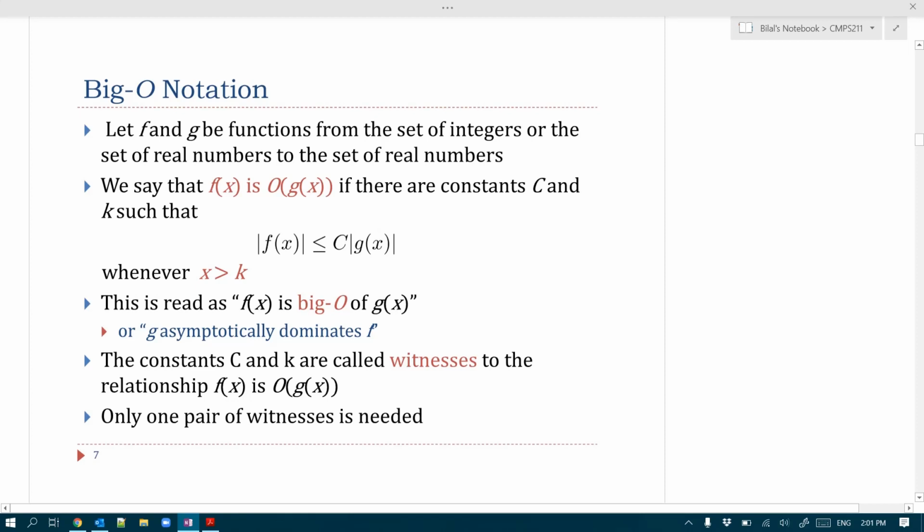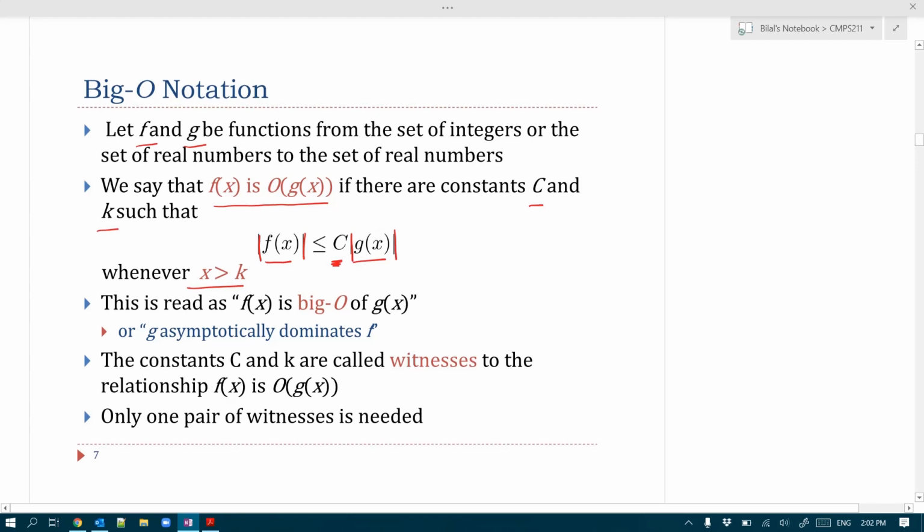If you have two functions f and g, from the set of integers or the set of real numbers to the set of real numbers, we say that f of x is big O of g of x if there are constants c and k such that for every x that is strictly greater than k, f of x is less than or equal to some constant times g of x. Well, actually, the exact definition is with the absolute values of f of x and g of x.